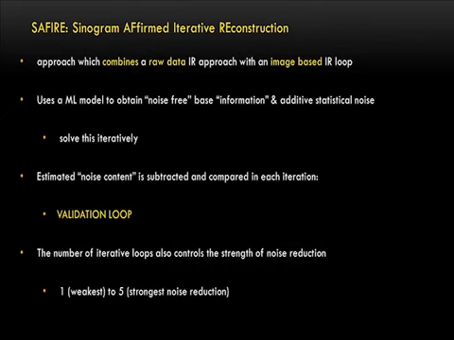Then Siemens also introduced SAFIRE, which is the sinogram affirmed IR. Basically, this algorithm combines a raw data approach with an image-based loop, and it uses a maximum likelihood model to obtain some noise-free base information and additive statistical noise. Solve this iteratively, then estimate the noise and subtract it. These are the loops which control the strength of your noise reduction, 1 being the weakest and 5 being the largest. So the setting doesn't mean the number of iterations; it means the amount of noise reduction.